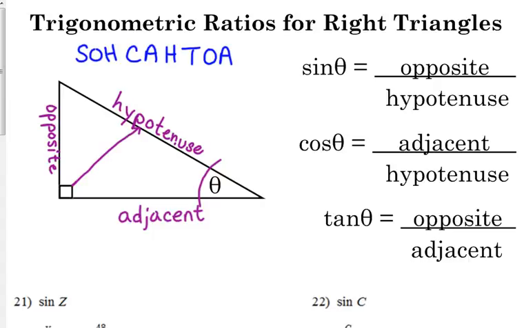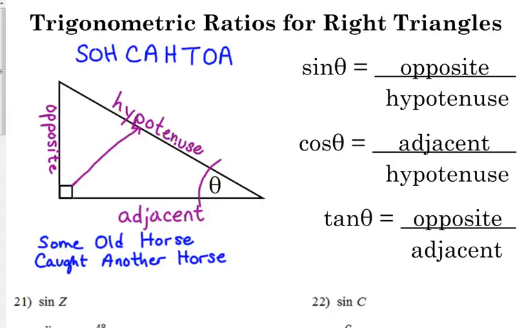I learned it as: another hour of algebra, sine, cosine, tangent. Oh, heck, another hour of algebra. That's how I learned it. And then some people learn it as: some old horse caught another horse taking oats away.